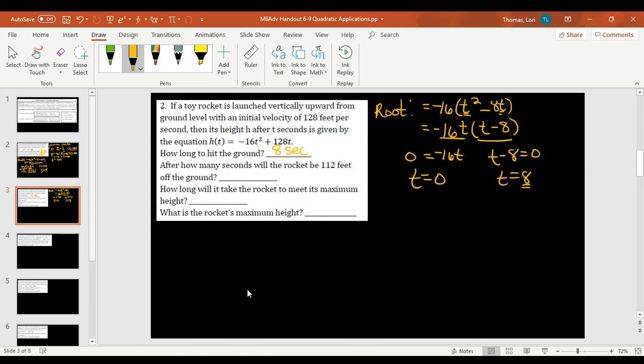How many seconds will the rocket be 112 feet off the ground? So I'm given height, and I want to find seconds. So h of t represents height, total height. So I'm going to replace h of t with 112. Now, let's see if 112 is divisible by 16. It is. So first of all, we're going to factor this, but we need this side to equal 0. So we're going to subtract 112 from both sides.